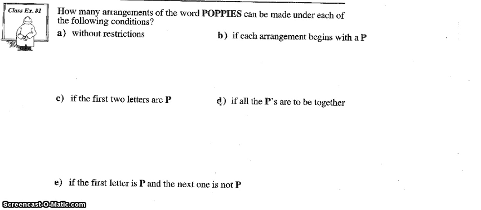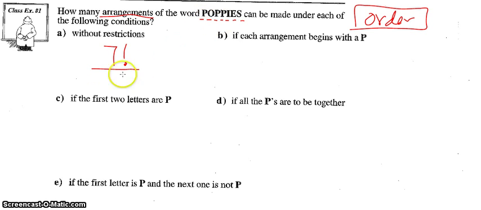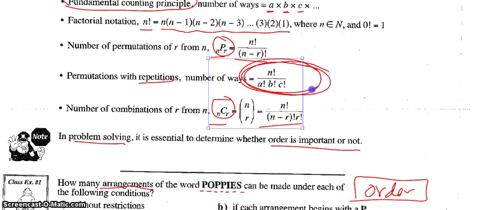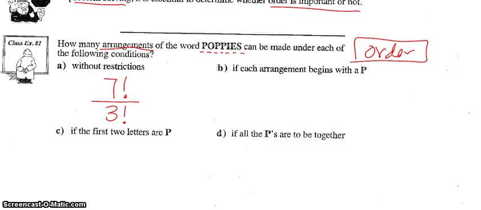How many arrangements? When they use the word arrangement, you're arranging something, so does the order matter? You're arranging the word puppies, so the order matters. I'll just write order. So it's a P question. Can be made under each of the following conditions, first with no restriction. So 1, 2, 3, 4, 5, 6, 7. There are 7 factorial, but there are 3 P's, so 3 of them are identical. So this is the type of question like this one: n factorial over a factorial, b factorial, c factorial.